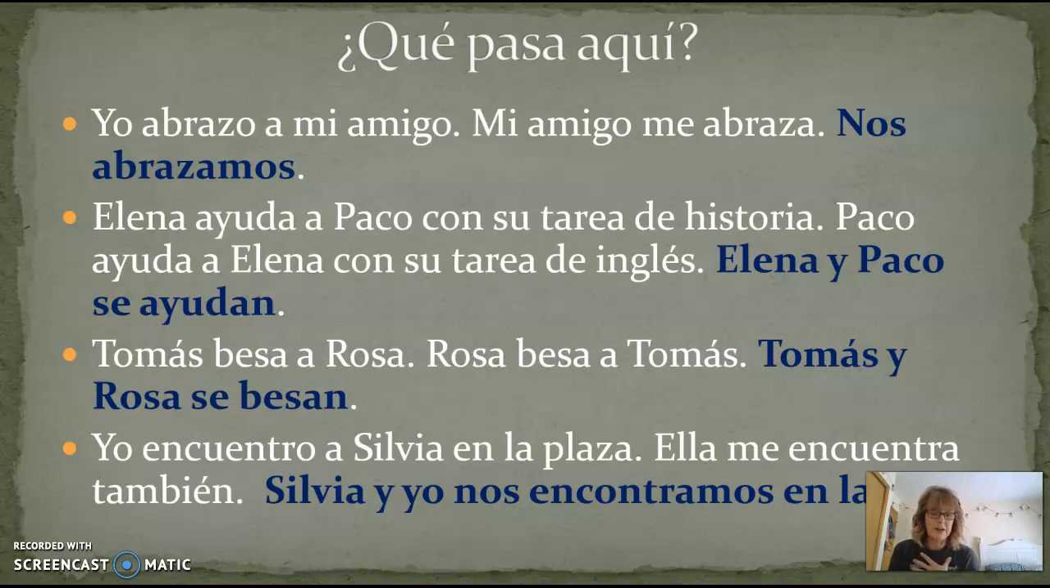Yo encuentro a Silvia en la plaza. Yo encuentro, I encounter or I find her, right? Ella me encuentra también. What results in that? Silvia y yo nos encontramos en la playa.